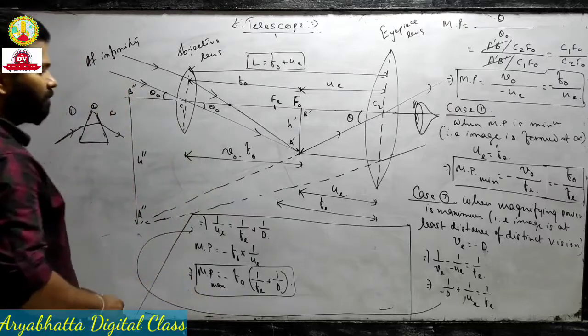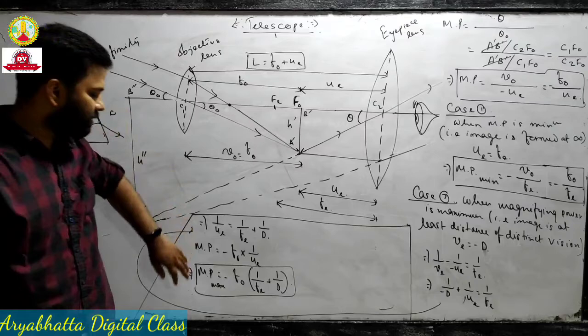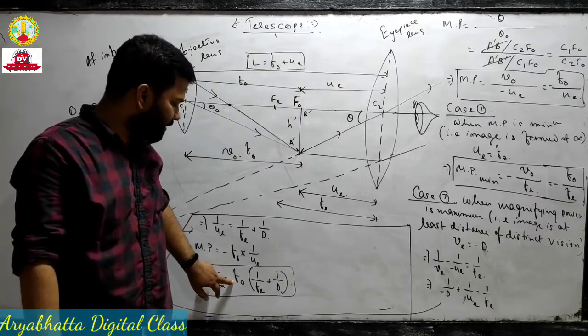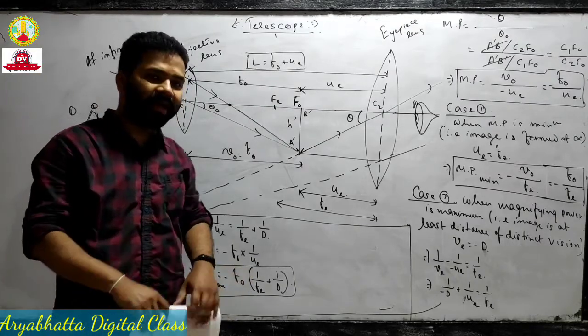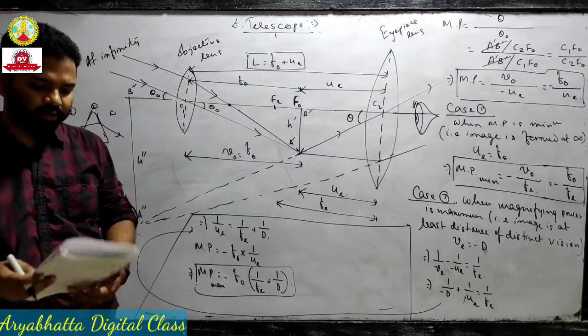So these are the two formulas. One is minus of F naught by Fe, and this one is maximum when it is minus of F naught by Fe into 1 plus... So these are the two formulas.